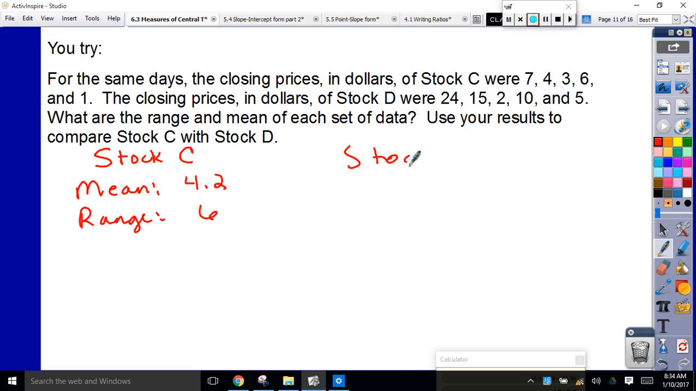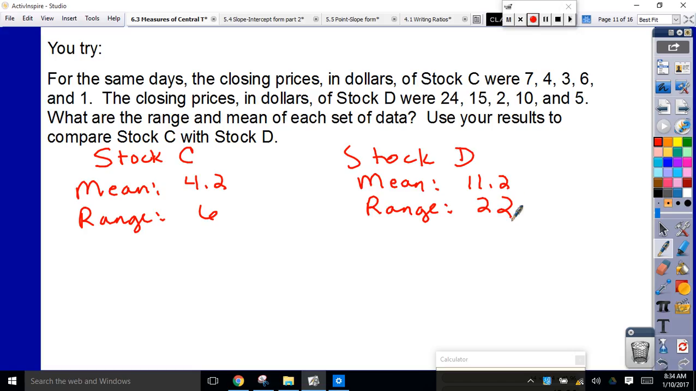Okay, now let's move over to stock D. Maddie, what did you get for the mean for stock D? 11.2. Good. And the range? 20. Good.